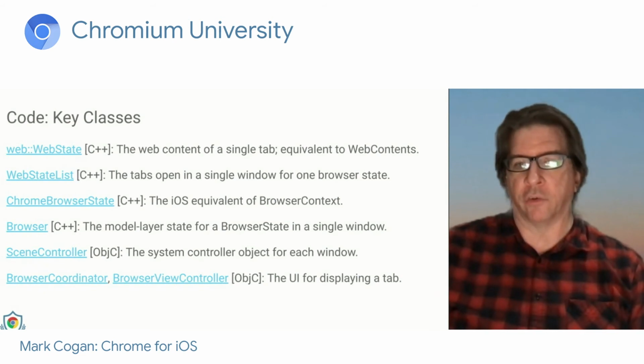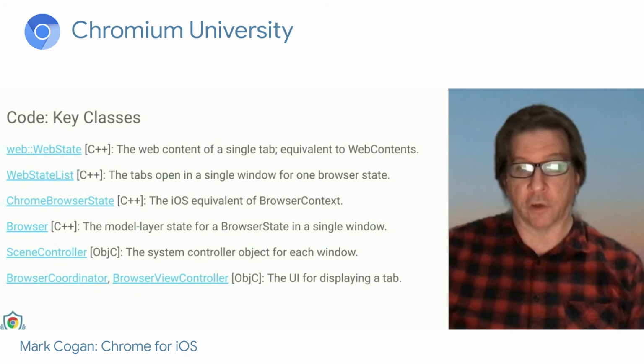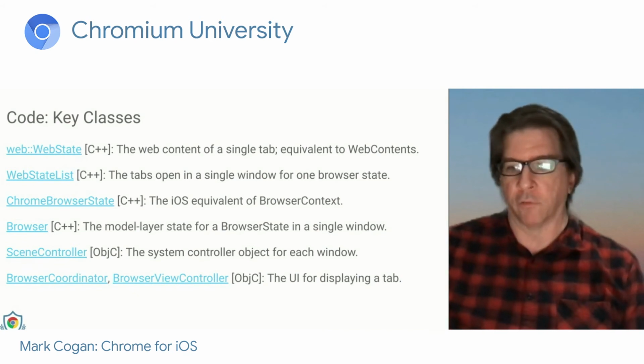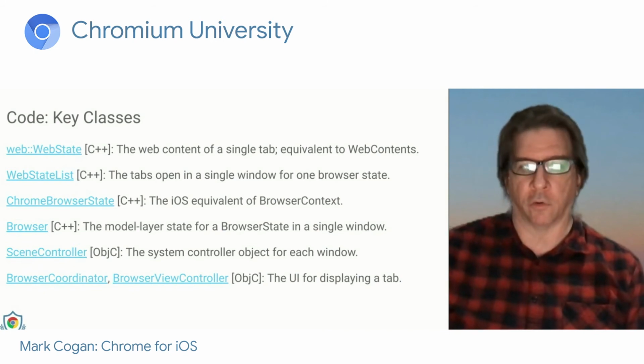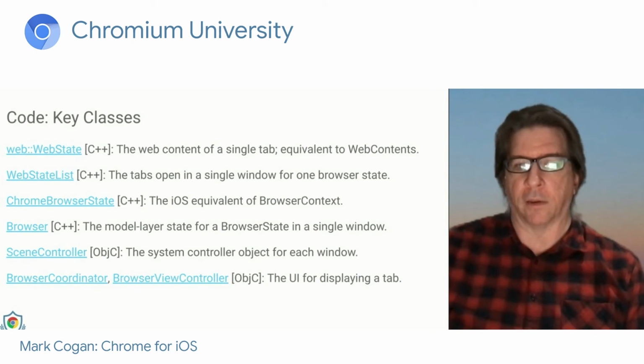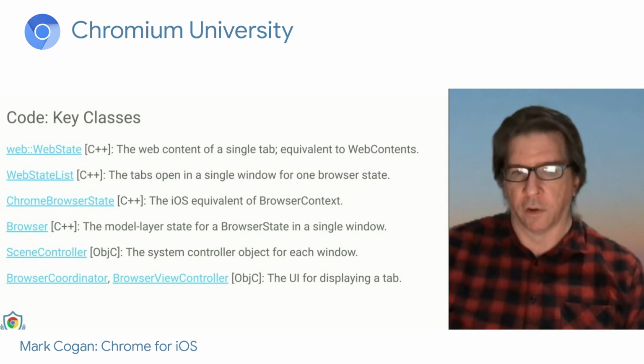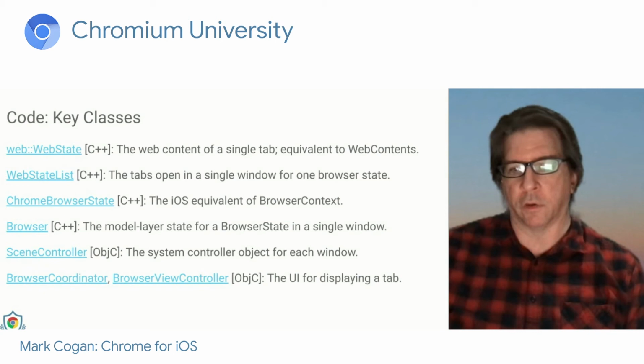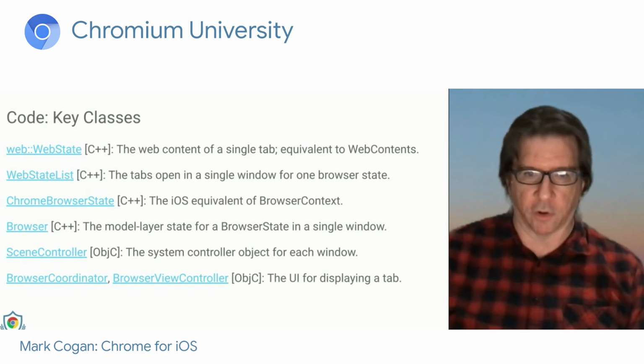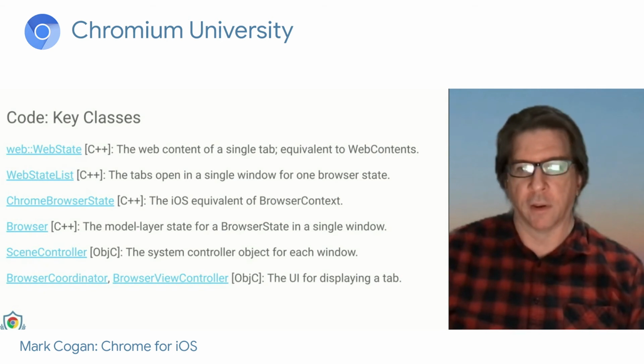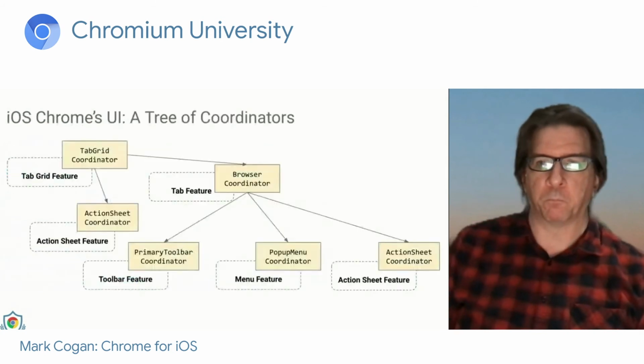In terms of our UI classes, the most important ones are the scene controller. This is kind of the overall system controller object for each window. If you're on a phone, of course, you'll only ever have one window, so there'll just be one scene controller. And then browser coordinator and browser view controller are the main starting points for the UI that displays open tabs and toolbars and things like that.